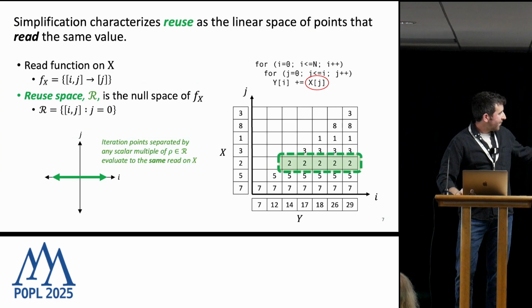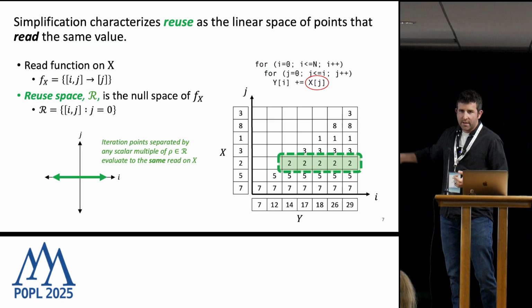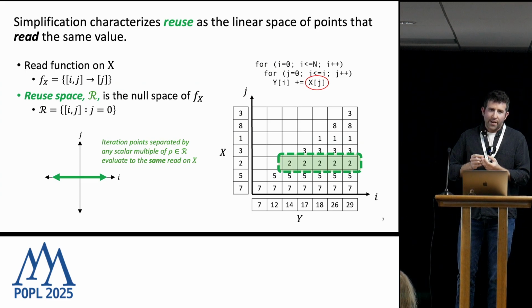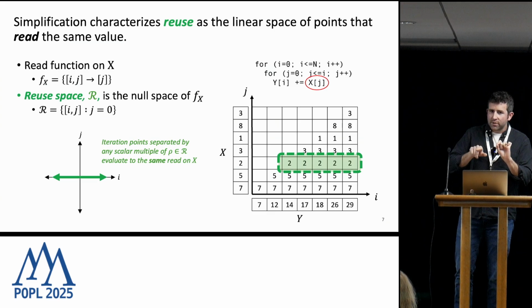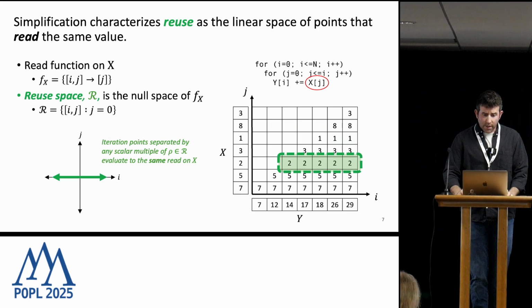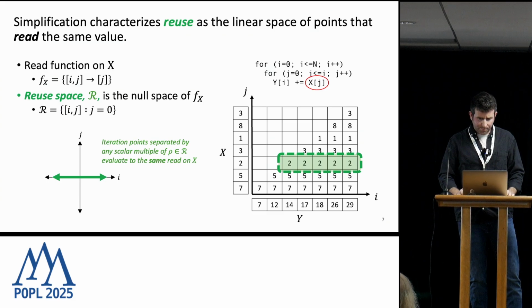And what that means is, if we look at our picture here and plot out all the points that are being read, that's why we have rows of the same value. A way to think about this is that at any point inside the iteration space, if you walk along the reuse space, we're reading the same value. So the whole point is that we have a nice, precise way to characterize this.